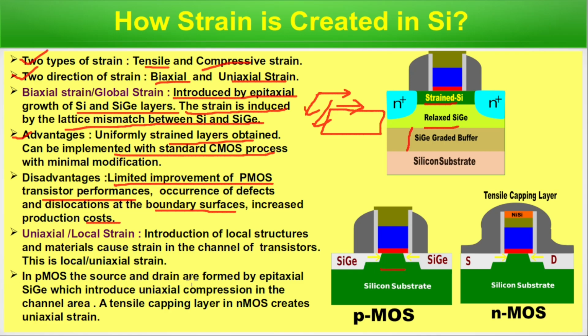In PMOS, the source and drain are formed by epitaxial silicon germanium, which introduces uniaxial compression in the channel area. A tensile capping layer in NMOS creates uniaxial strain. These are uniaxial, one directional, not in two directions. In one direction, this strain is created. So, local materials, locally we are making, not the whole global substrate or a buffer layer above. We are just creating this source or drain in PMOS, and in NMOS there is a tensile capping layer that creates a uniaxially strained channel. So we are done with this slide. Now let's move to the next slide.